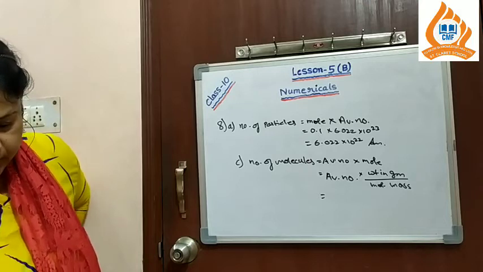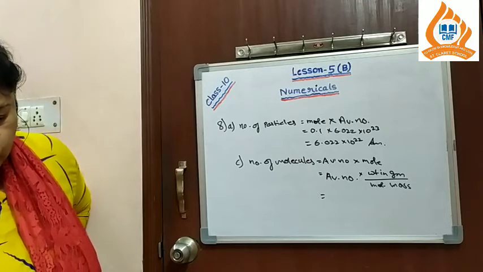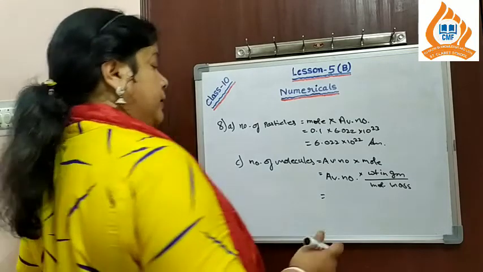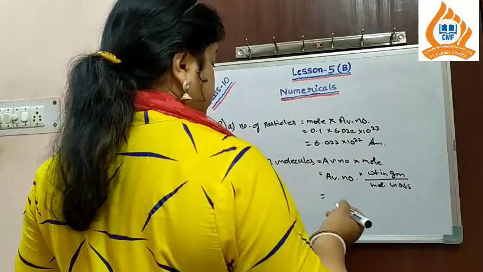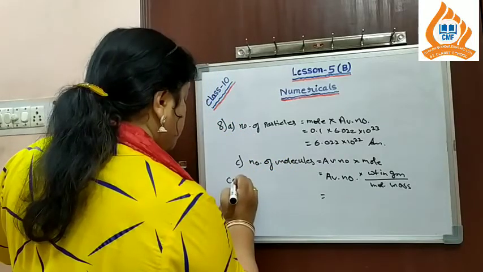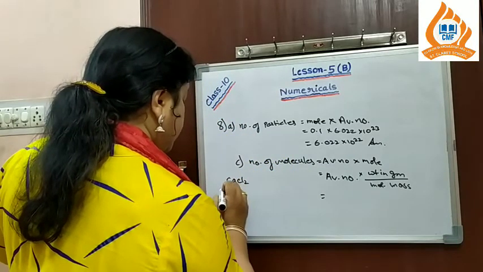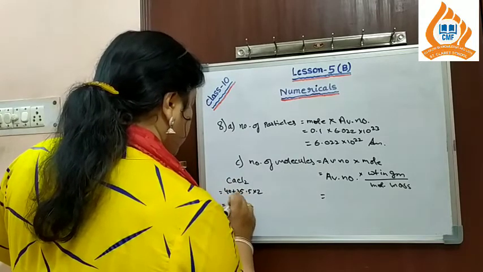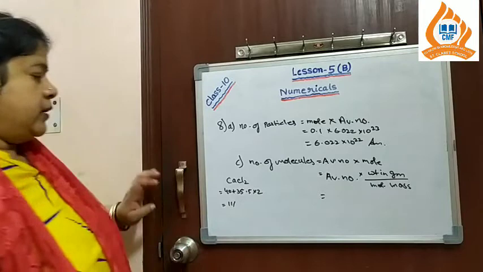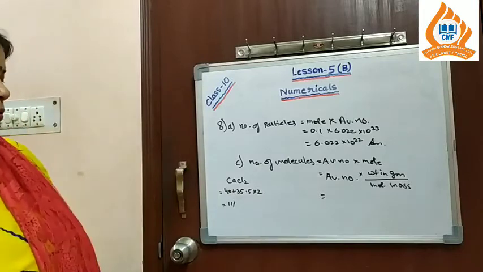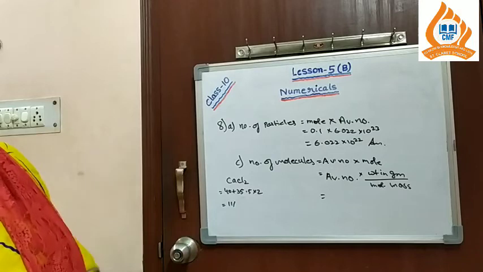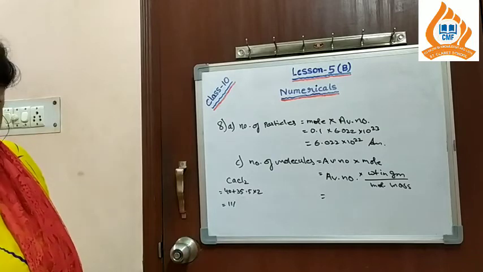6.022 into 10 to the power 23 into, first of all you have to take out the CaCl2. Without that you will not be able to proceed. So for CaCl2, you take out the molecular mass: 71 plus 40, it is becoming 111.